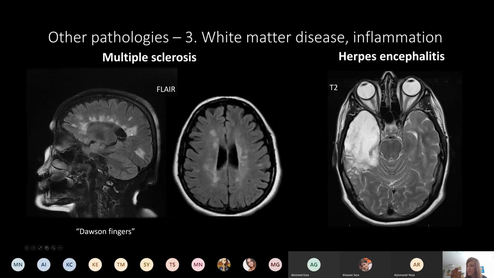These lesions are commonly located around the ventricle. These images are FLAIR images. This is the sagittal FLAIR, and you can see these demyelinating areas as hyperintensities, and we call these Dawson's fingers when you see little fingers around the ventricle in the sagittal image. And these are the same lesions here on the axial image. On the right side, you can see herpes encephalitis. It's really bad. It's an acute condition. It affects the temporal lobe, and it's a huge hyperintense area in the temporal lobe on T2 weighted images.